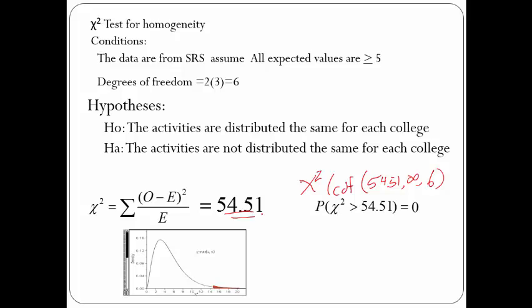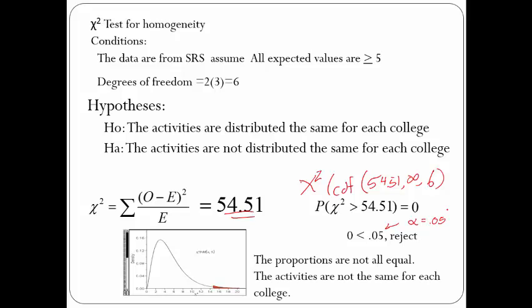So it looks like, and if you think about it, probably depending upon what your degree was in college, that might dictate whether or not you move on to the next level of schooling or if you just go get a job right away. Remember that the most commonly used cutoff value is 0.05, so we're definitely going to reject the null here. And so it appears the proportions are not all equal. The activities are not the same for each college.